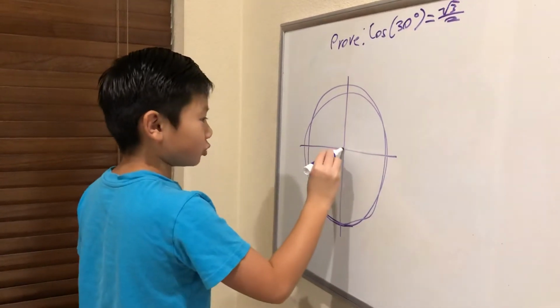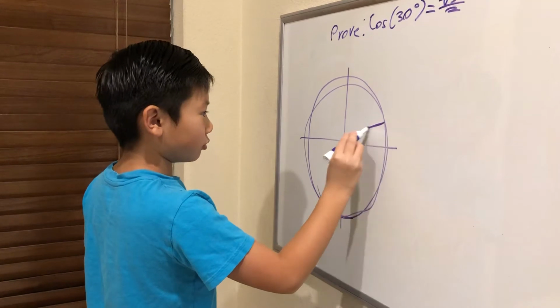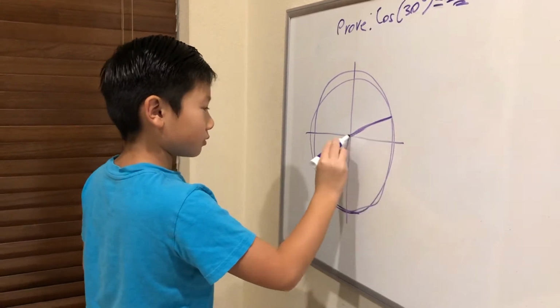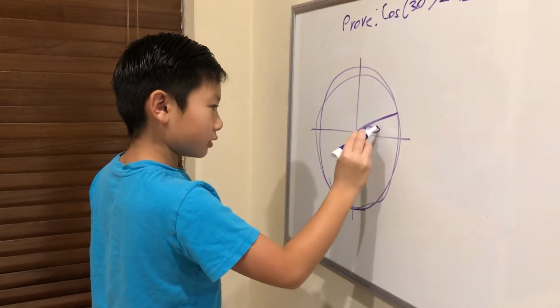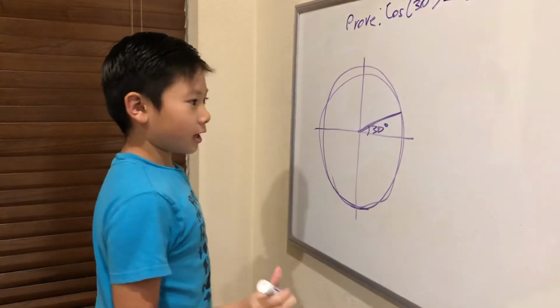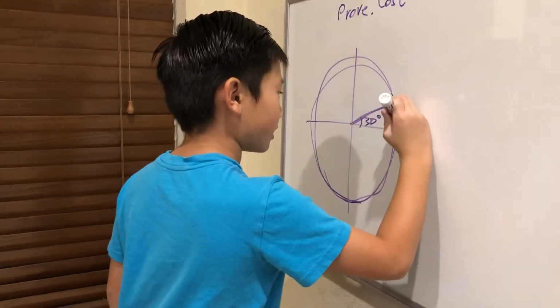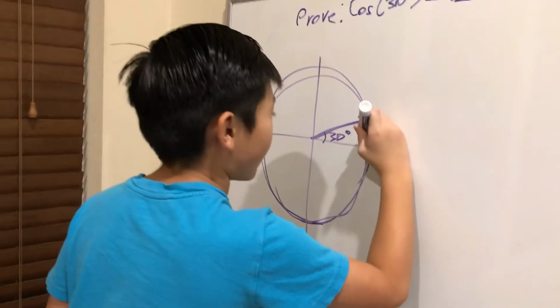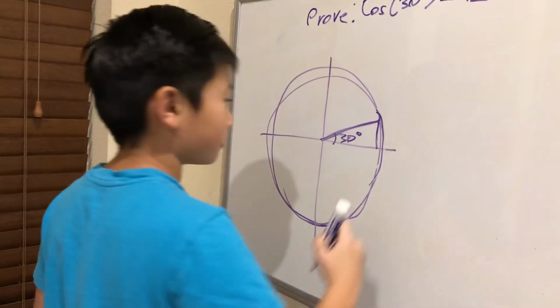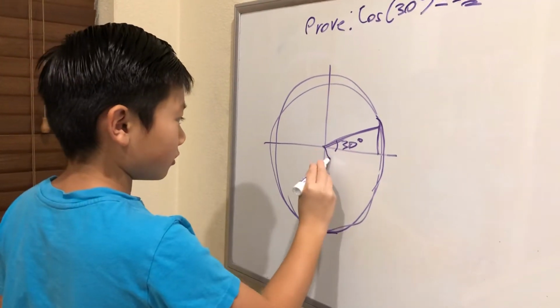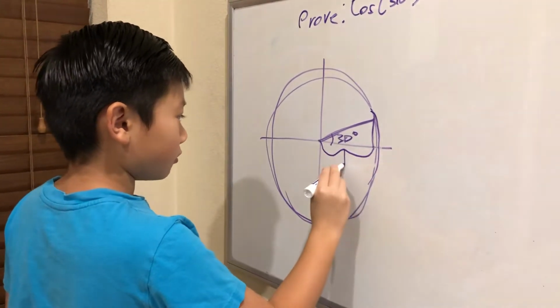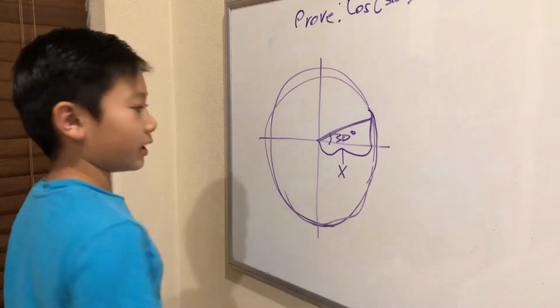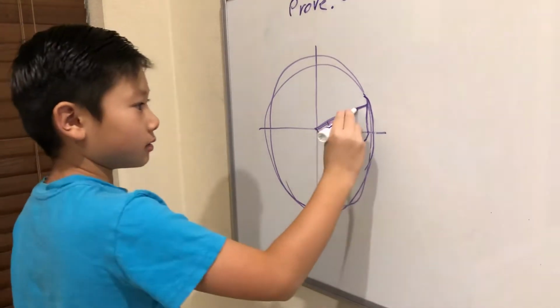Then I will draw 30 degrees on this XY chart. Now I will draw the cosine, the cosine, down like a bomb. From here to here, we want to figure out. Let's define this as x.